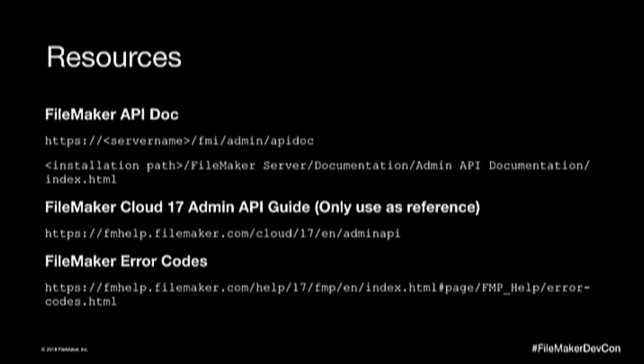So here's a list of all the resources that you want to pay attention to. Because it's in trial, there might not be too much out there. But like I said, the API doc, that's your Bible. And the Cloud 17 Admin API Guide is something you want to use as a reference. As I said, there are slight differences there. And then there's the FileMaker error codes, and I put that there, and that's in the Pro help. And so most of the error codes should be in there.